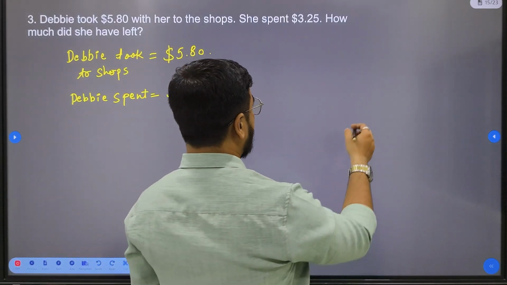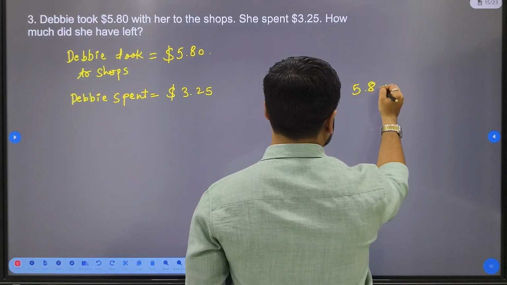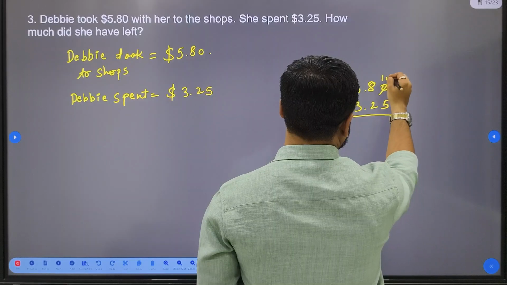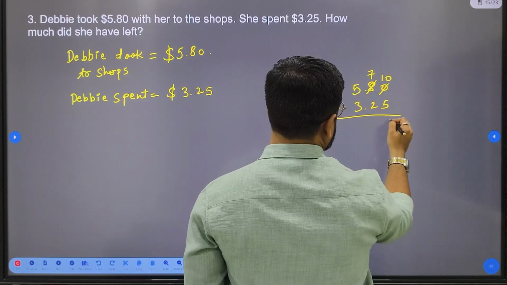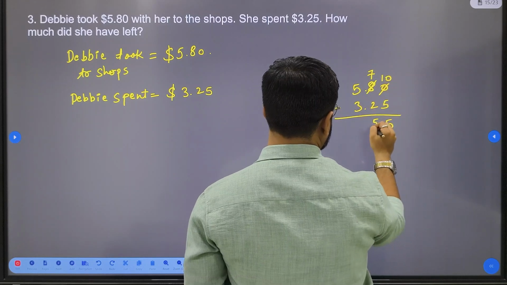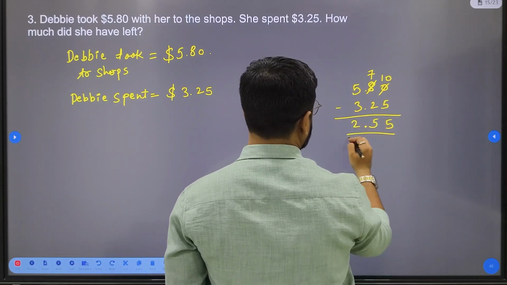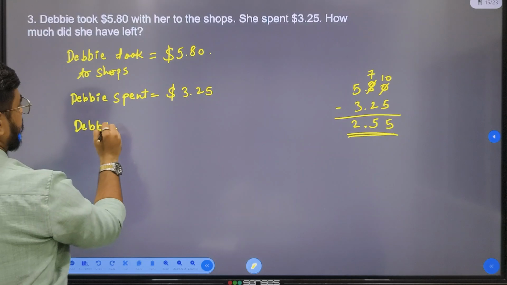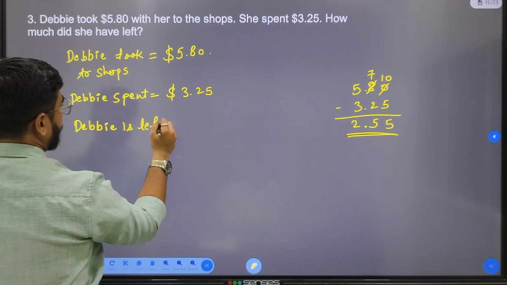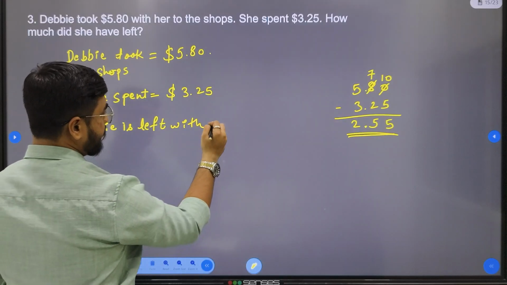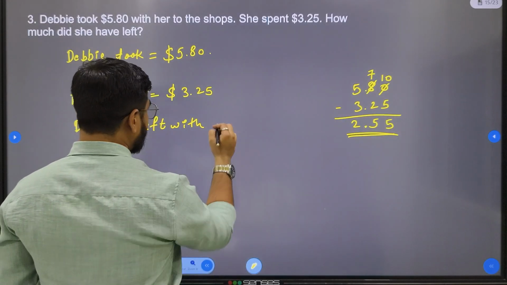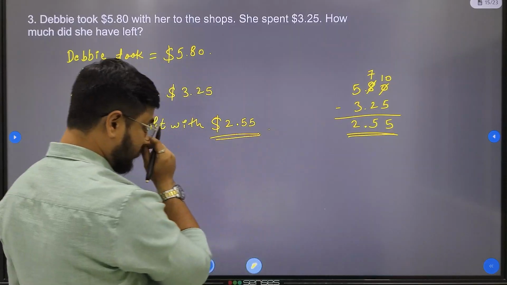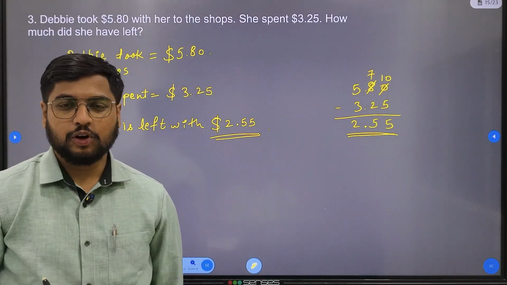It's a simple, again a subtraction question. Let's do it. 5.80 minus 3.25. 10, 7. 10 minus 5 is 5. 7 minus 2 is 5. 5 minus 3 is 2. She is left with, Debbie is left with $2.55. Let's move on to the next question.